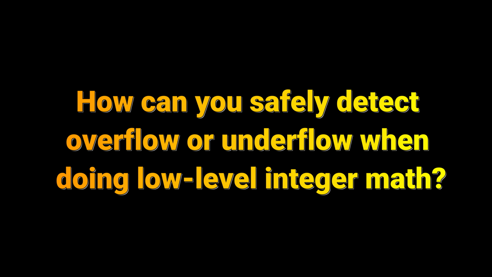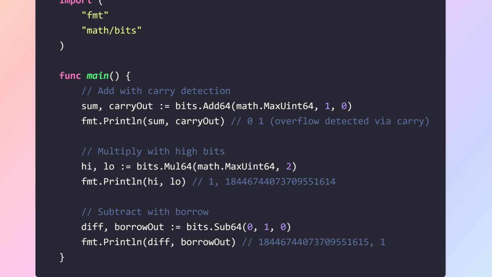Question: how can you safely detect overflow or underflow when doing low-level integer math? Answer: Go 1.22 adds Add, Sub, and Mul functions in the bits package that return extra information about overflow. For example, Add64 returns the sum and a carry value. If the carry is 1, it means the addition overflowed. Sub64 returns the result and a borrow value, which tells you an underflow happened.